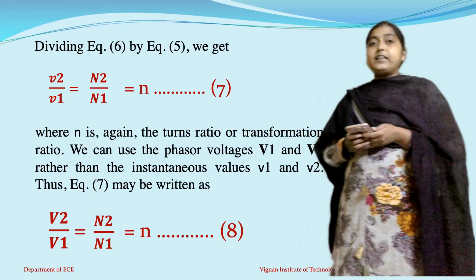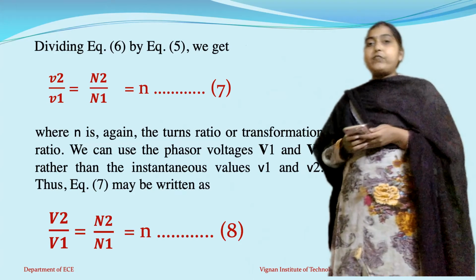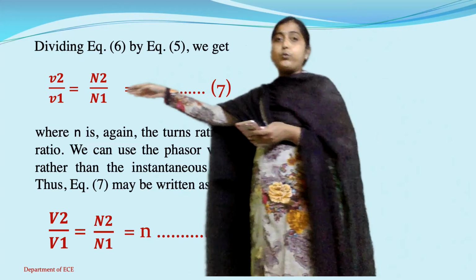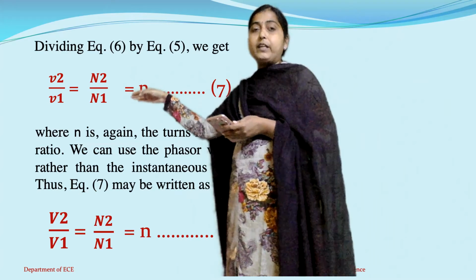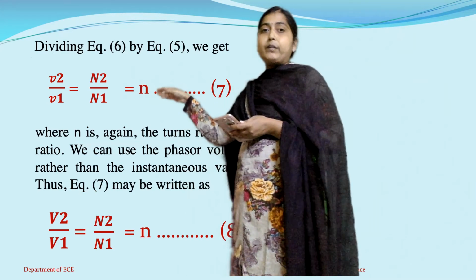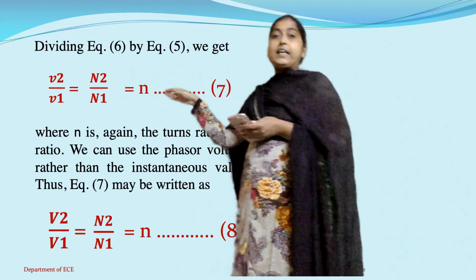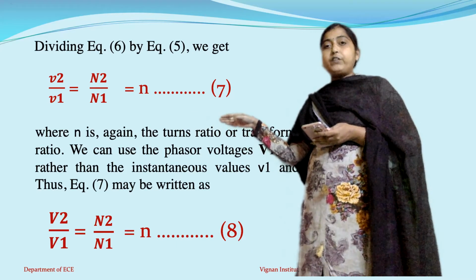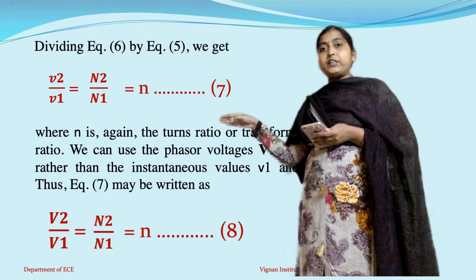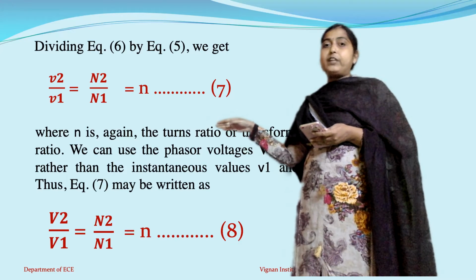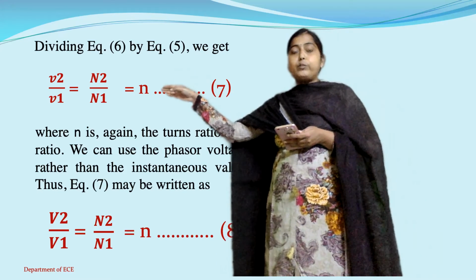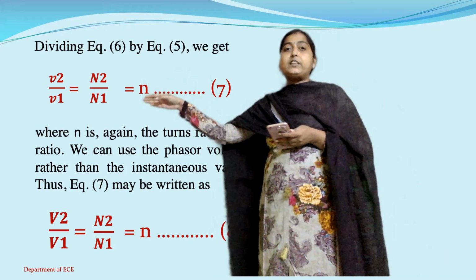Now dividing equation 6 by equation 5, we get V2 divided by V1 is equal to N2 divided by N1, which is nothing but N, where N is again known as the turns ratio. Already we have defined one turns ratio definition as square root of L2 divided by L1. Apart from that, the turns ratio N can also be defined as V2 by V1 is equal to N2 divided by N1.